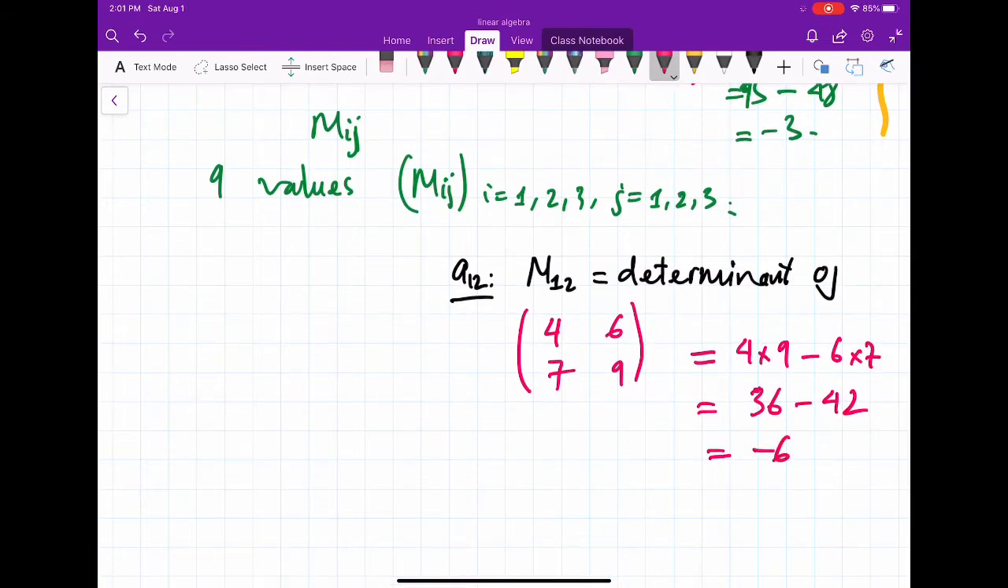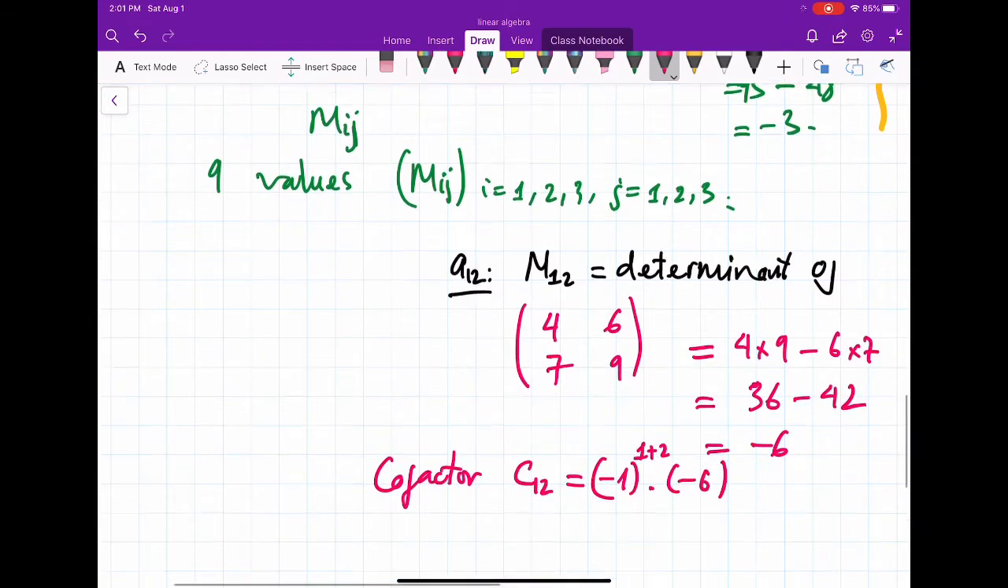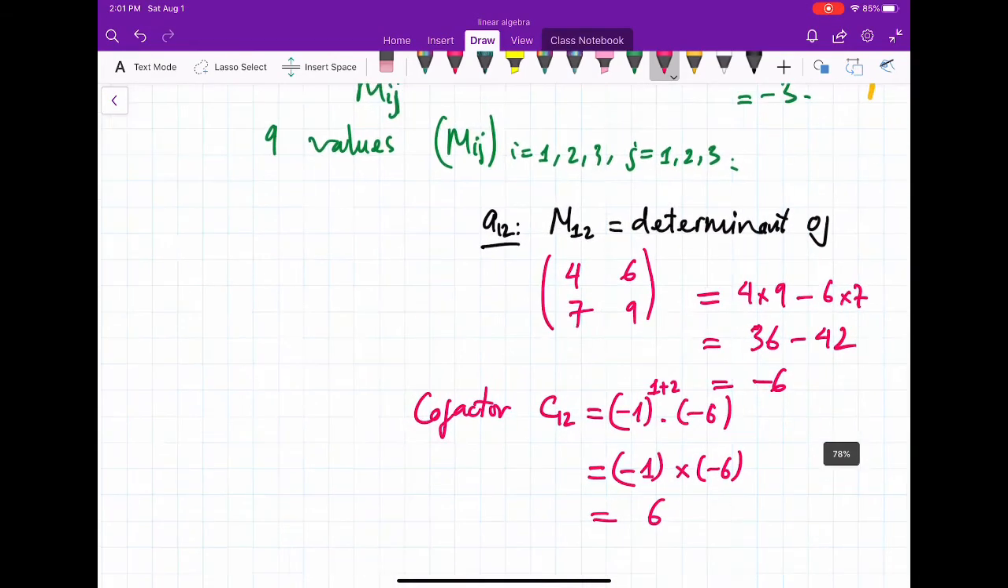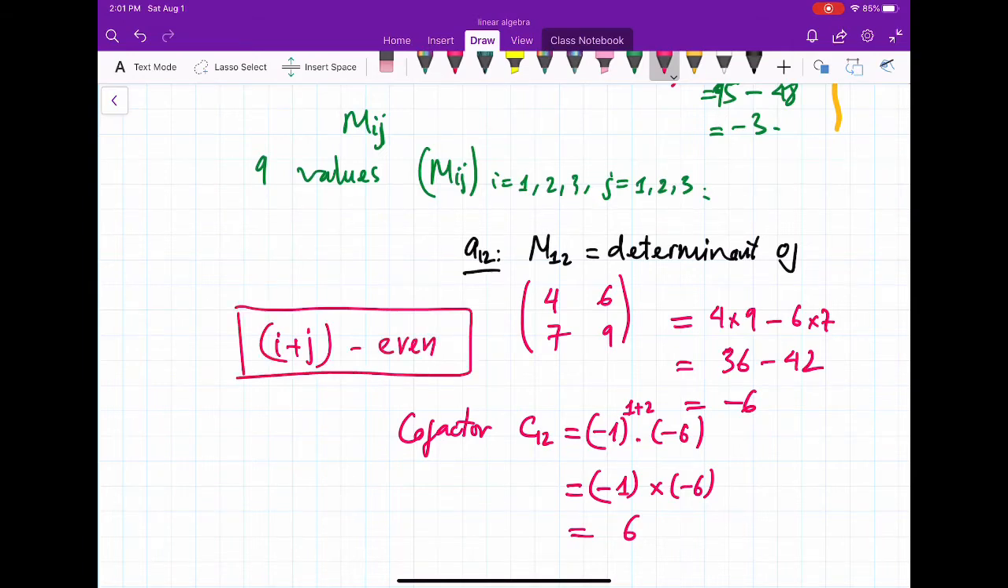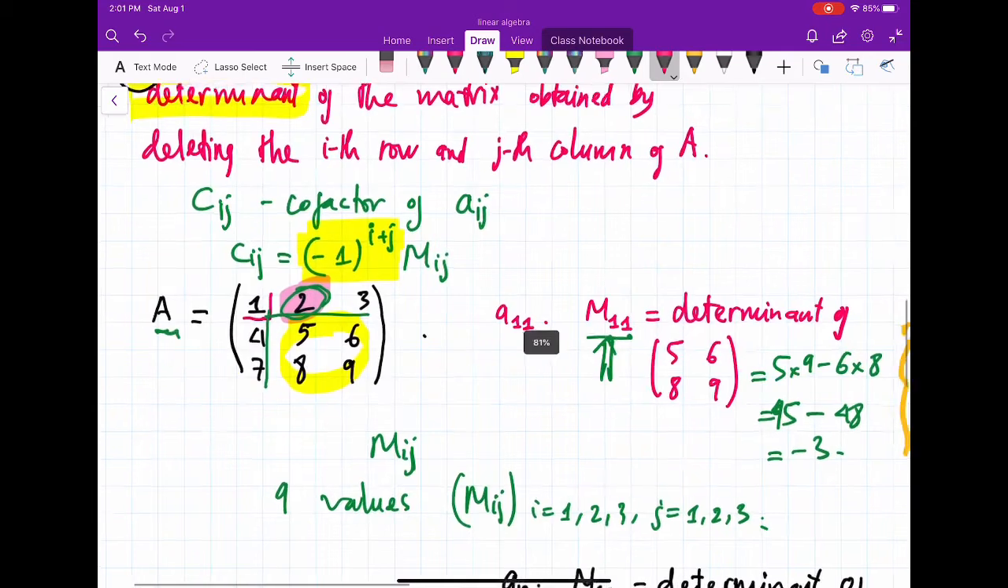That is the minor. And the cofactor of this entry C12 is equal to (-1)^(1+2) times -6. And you see in this case you have -1 times -6, which is 6. So cofactor and minor are not always equal, right? They are equal only at entries when the sum of i and j is even. Does that make sense? So you see, they are a little bit different.